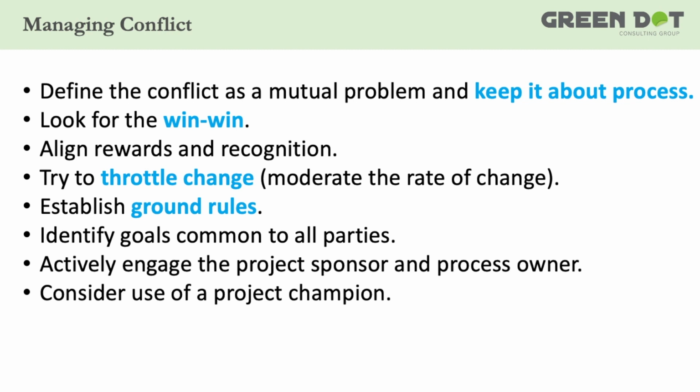Other tactics include looking for the win-win, helping to throttle the rate of change, and establishing ground rules that allow the team to collaborate well together. If these things do not work, the last resort is to intervene through the use of someone of authority, possibly consulting the project sponsor, the process owner, or even the project champion.